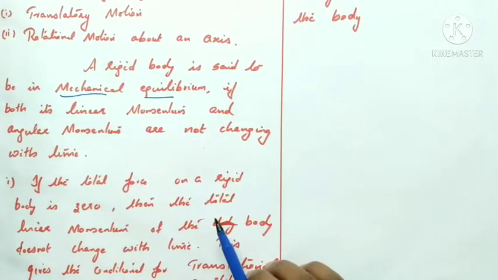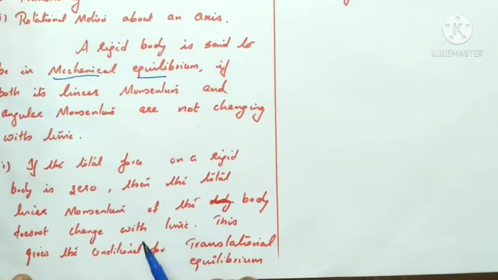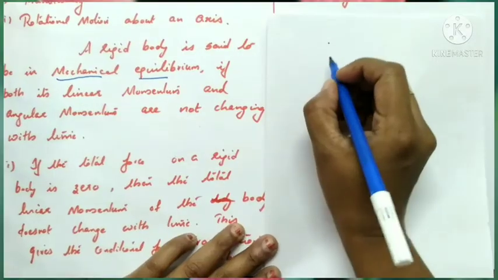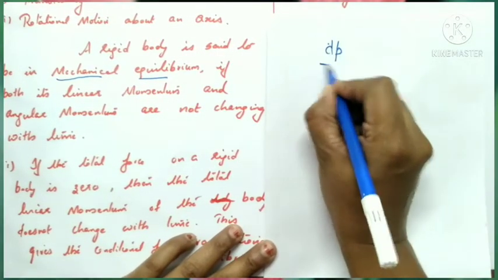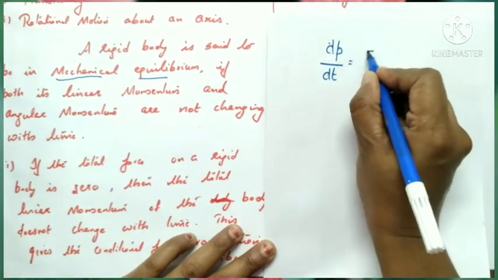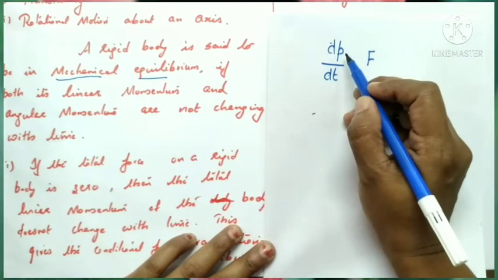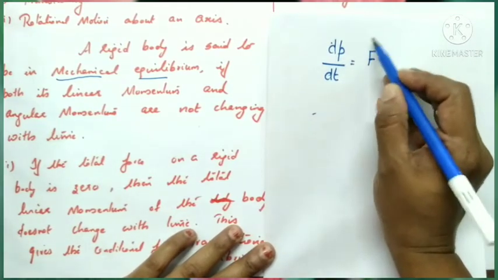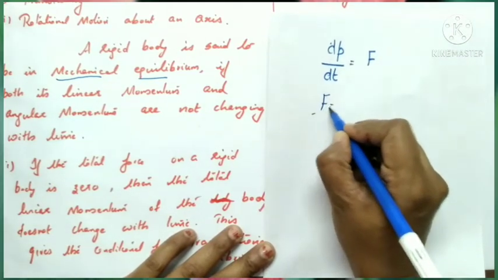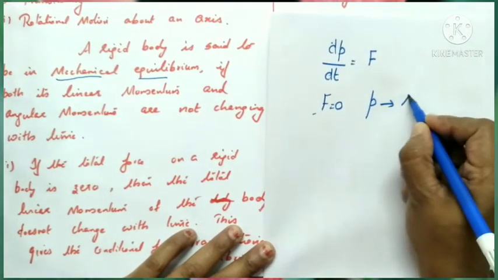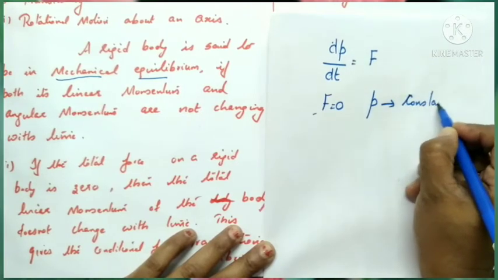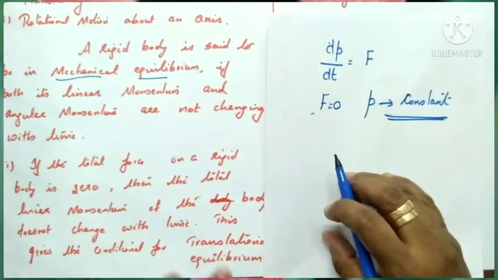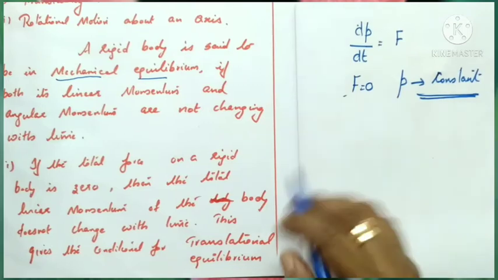Okay, so if linear momentum of the body remains constant, how can the linear momentum be kept constant? If total force is equal to 0. We know dp divided by dt, rate of change of momentum, is equal to force, isn't it? This is Newton's second law of motion. Force is equal to rate of change of linear momentum. If total force is equal to 0, what is momentum? Momentum remains a constant. So if total force acting on the rigid body equal to 0, momentum remains a constant. So this is the condition for translational equilibrium.